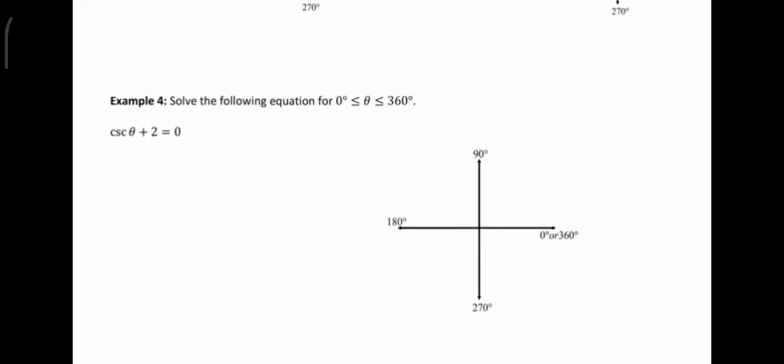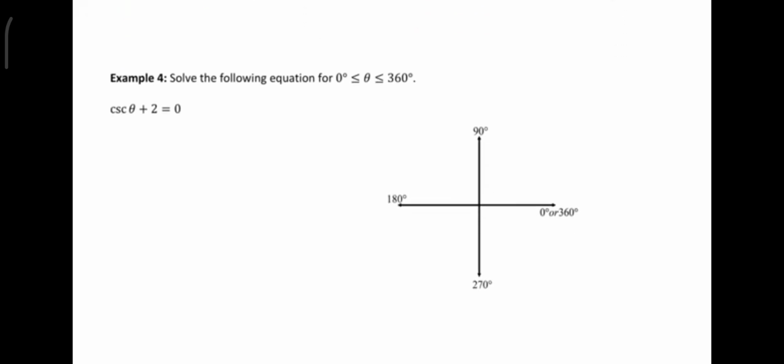Let's try example 4, where we're going to have to find more answers. It says solve the following equation for theta, but find all answers for theta that are between 0 and 360. So we have cosecant of theta plus 2 equals 0. And our goal is to figure out what angle or angles makes this equation true. We'll start by isolating cosecant of theta. By moving the 2 to the other side, it becomes a negative 2.